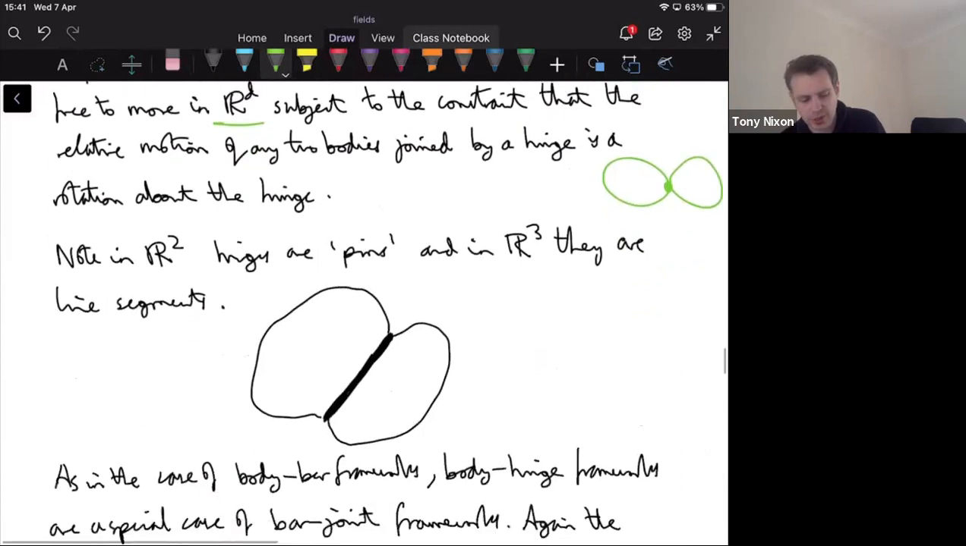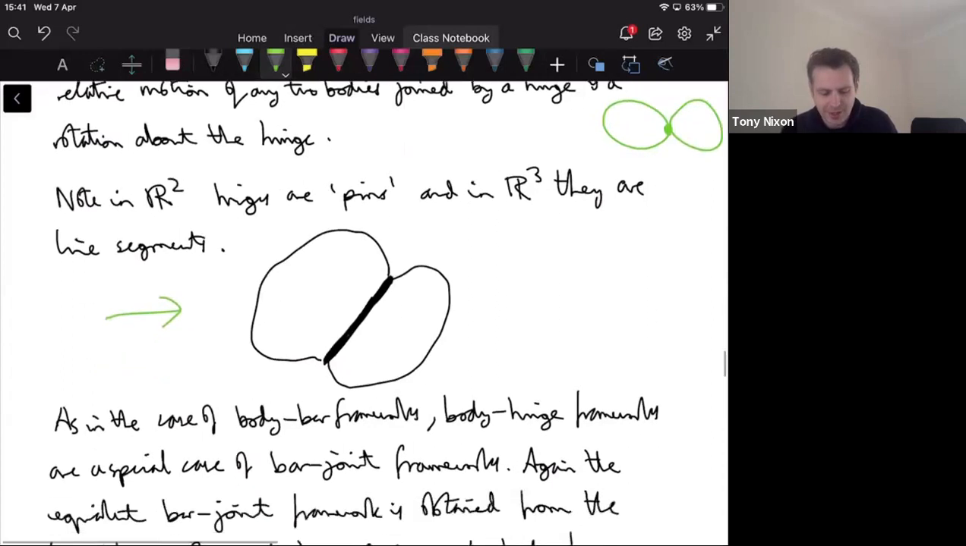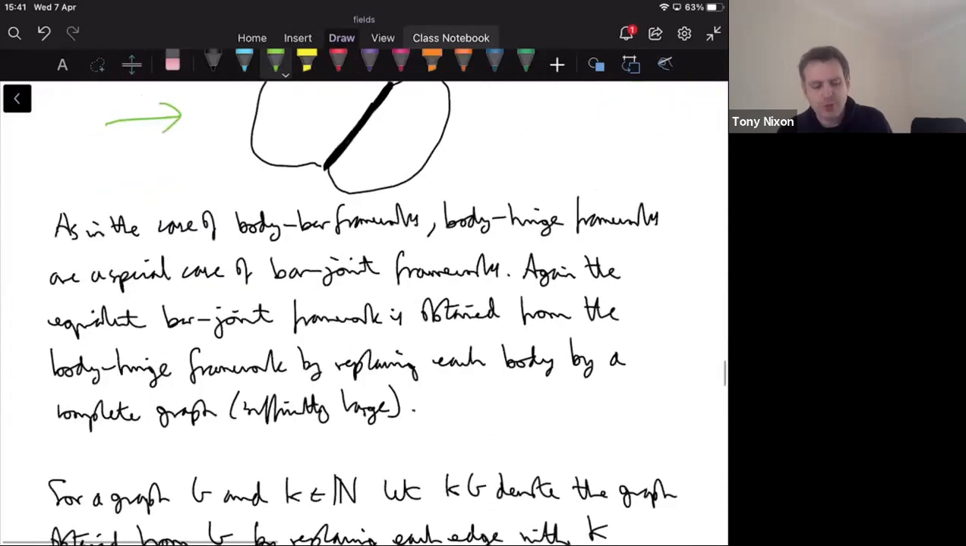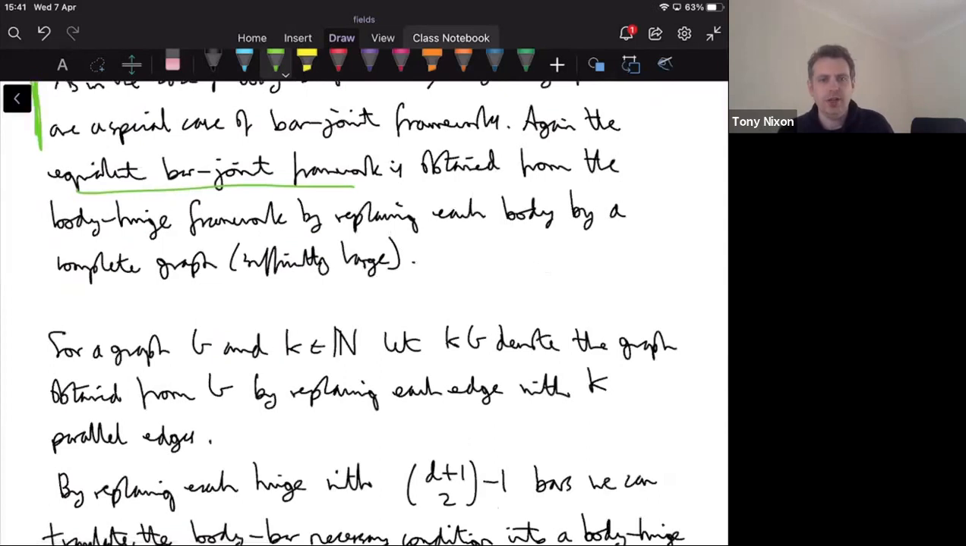So as I said, in R^2 they're pins. In R^3 I did this terrible drawing of two bodies at a hinge, which probably has no value, but I'm sure you can imagine the hinge motions. So as before, it's just a special case of bar-joint frameworks, but it's an interesting special case, and it's a little bit harder special case than the body-bar case. And so again, we can form an equivalent bar-joint framework by replacing each body by a complete graph that's sufficiently large. And if you like, you replace the hinge by a load of edges as well.